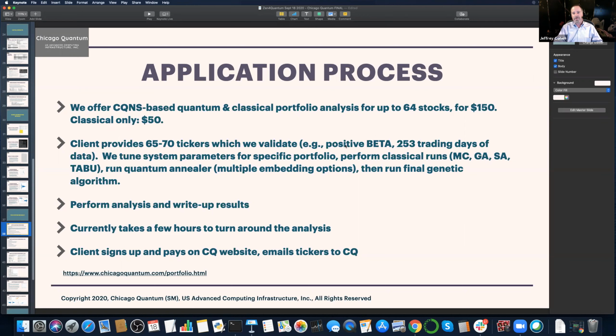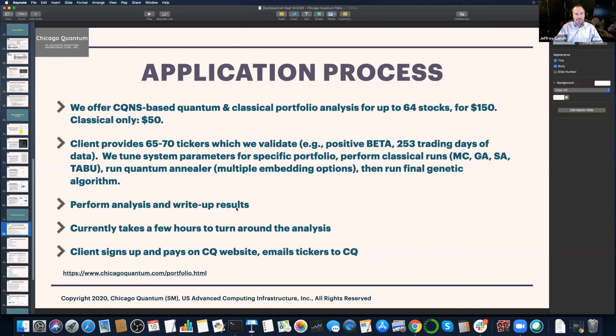We run through positive beta, 253 trading days of data. We tune all the parameters. We do all the classical runs. We run the quantum annealer, and then we do a final genetic algorithm. Think of it as we shake it one last time to make sure we had the best answer. We perform our analysis, we do the write-up.